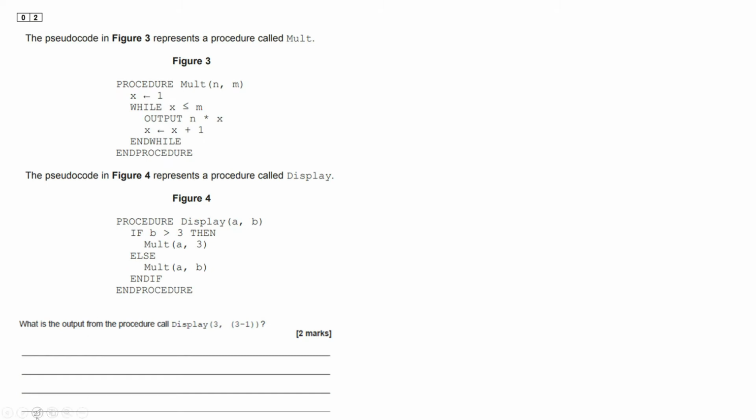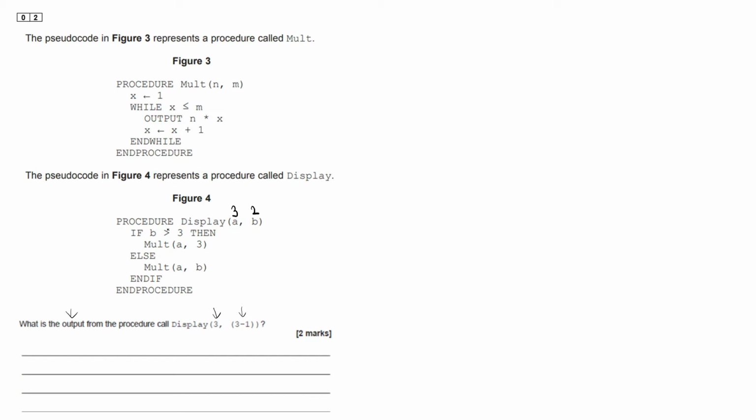This question wants you to look at pseudocode for 2 different procedures, but they are connected. So the question that we're looking at here is, what is the output from the procedure call display 3 and then 3 to AQA 1, which is 2. So we find the procedure called display, and that's there, and we're passing the arguments 3 and 2.